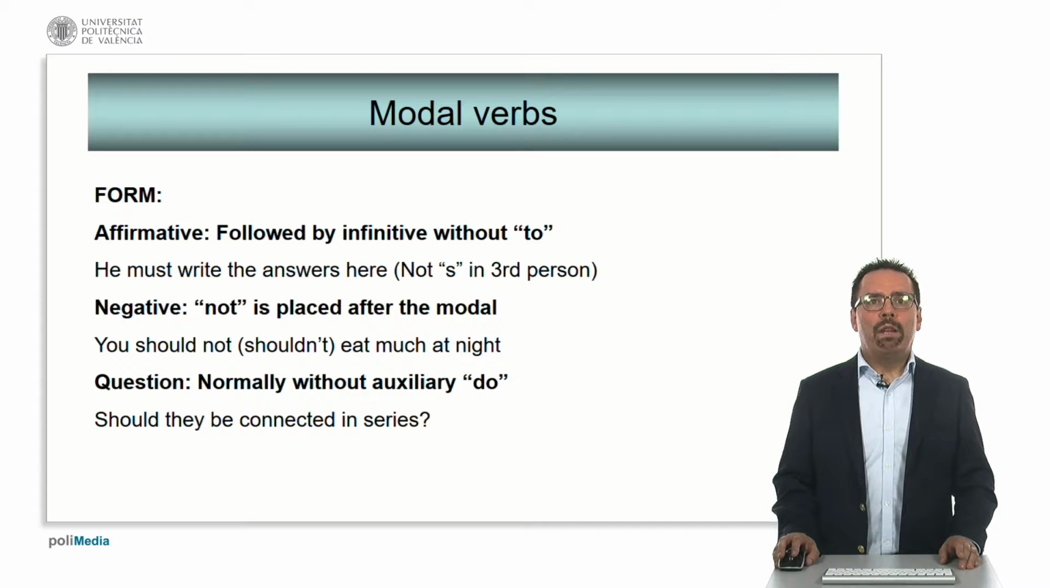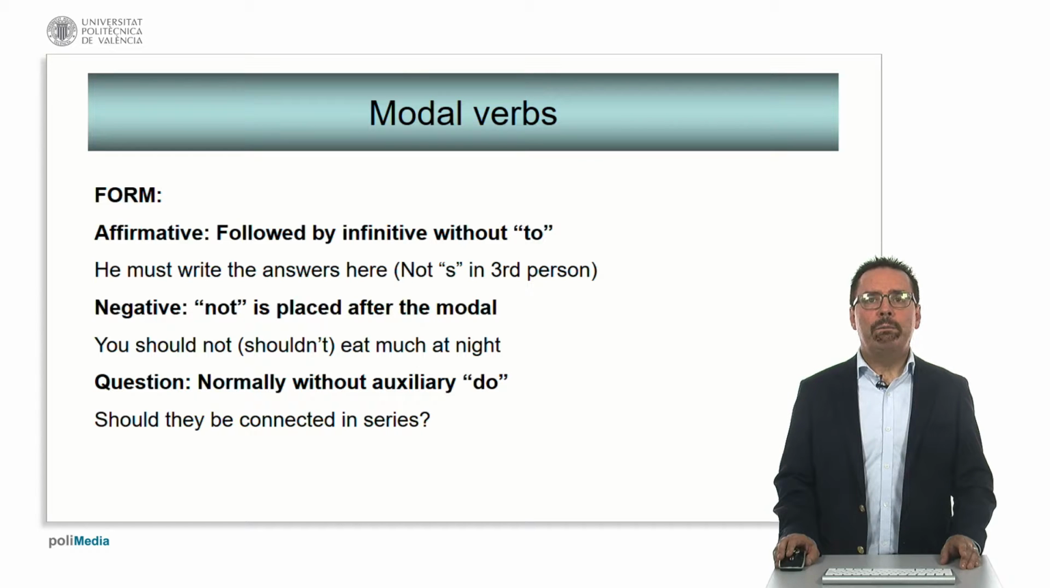Regarding the form of modal verbs, in the affirmative they are normally followed by an infinitive without to. For example, he must write the answers here, and you don't have an s in the third person. In the negative, the negative particle not is placed after the modal. For example, you should not or shouldn't eat much at night. And in question form, they normally go without the auxiliary do. Should they be connected in series?